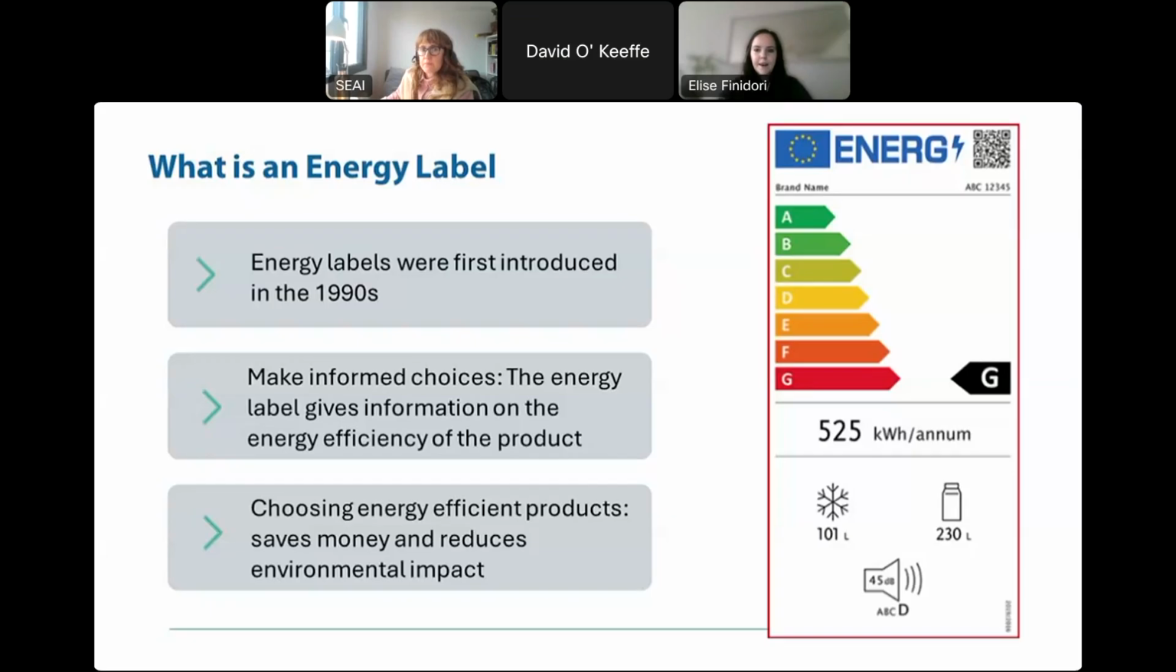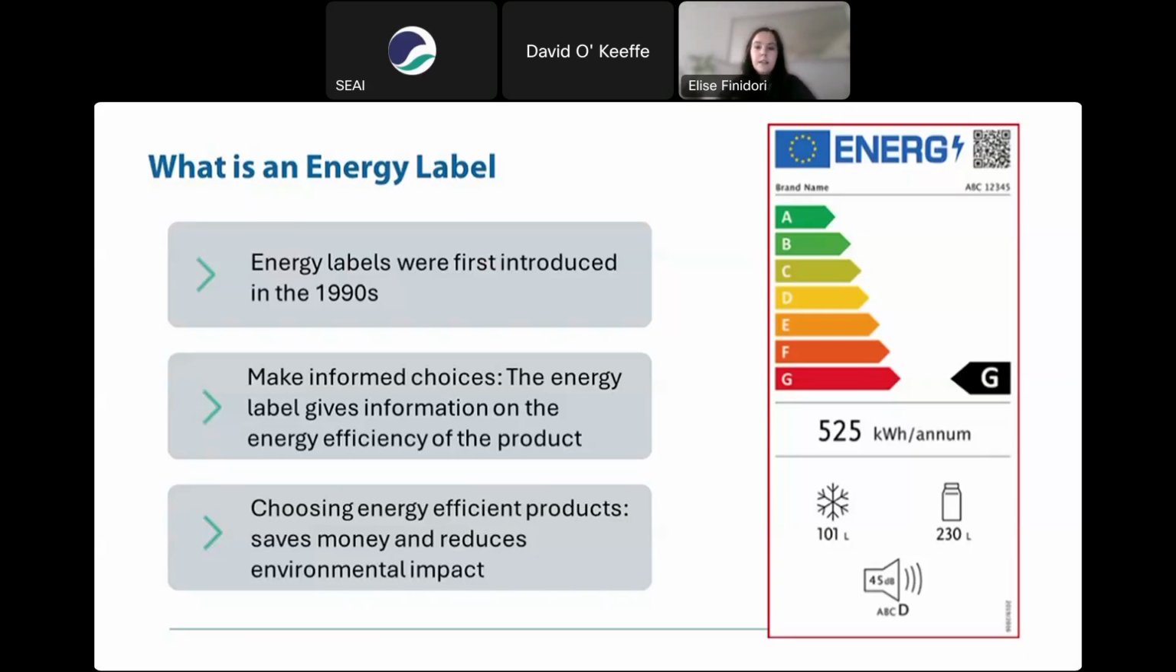Thank you, Kathleen. Just before going into more depth on what's actually in the label and the information you're being presented with and can use to buy more energy efficient products, I'll give you a bit of background information on the label itself. So energy labels were introduced at European level in the 1990s to provide consumers with information regarding the energy efficiency of products. Labels can be used to make informed choices, and they can help you compare the energy efficiency of different products. It's a tool that you can use even if you don't know the technical details of the products.